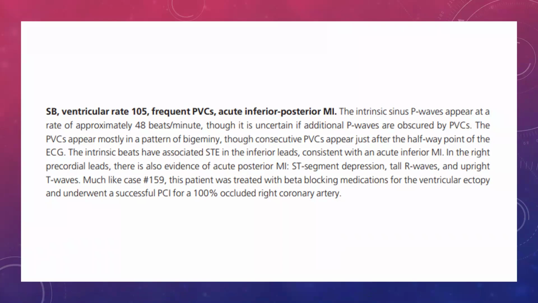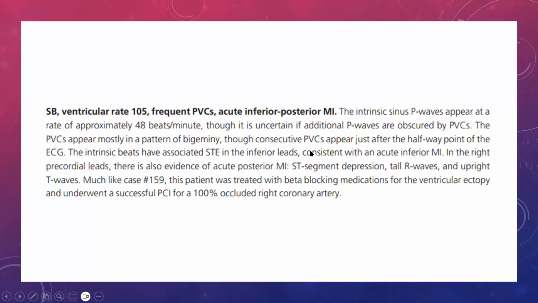And then we go back to doing different types of patterns so that it becomes much easier. So as I said, we had a sinus bradycardia, a ventricular rate, they've put it here of 105, frequent premature ventricular contractions, and an acute inferior posterior MI. All right. So as we had mentioned, the P waves appear at a rate of about 48 to 50. It's uncertain if additional P waves are obscured by these PVCs that we had seen. It's difficult to say. And they appear in a pattern of bigeminy.